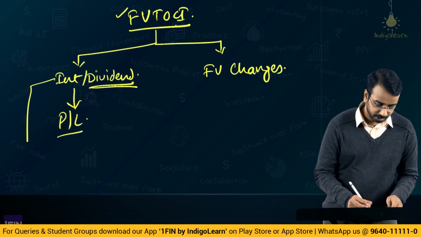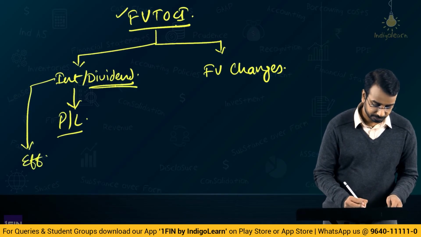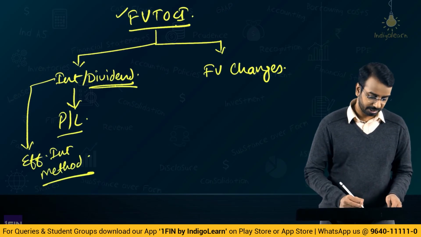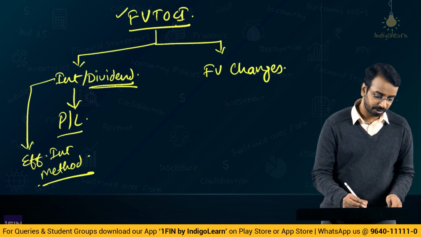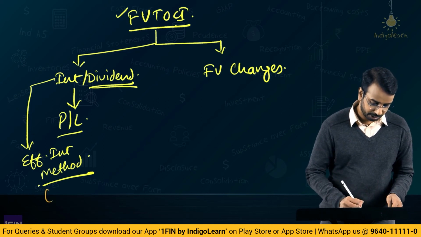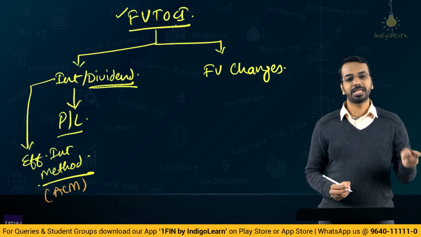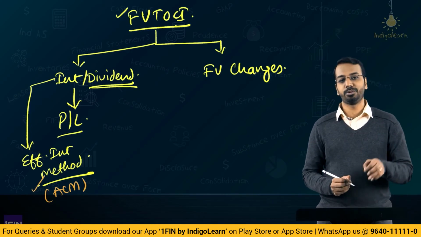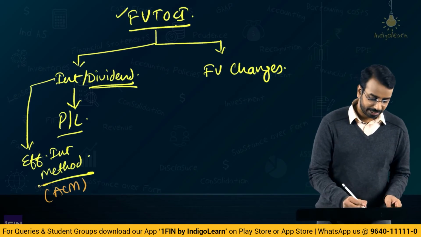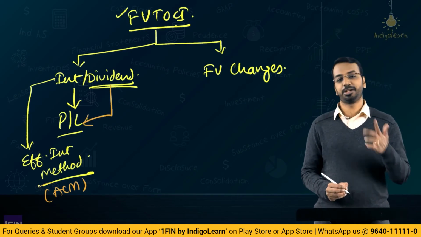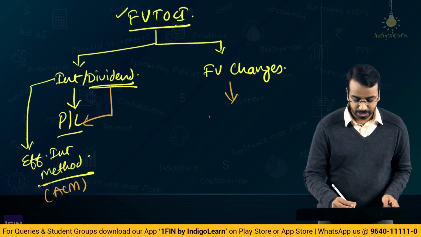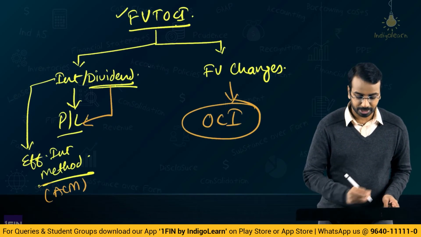When it comes to interest, you will use the effective interest method. So, here also in case of fair value through other comprehensive income, you will use the effective interest method which you had used under amortized cost method. So, the same way you calculated interest income, you will calculate it and record it in this case. Then what about dividend? Dividend will be taken to P&L as and when the income arises. Okay. So, this is the interest and dividend part, and fair value changes will be accumulated in other comprehensive income.